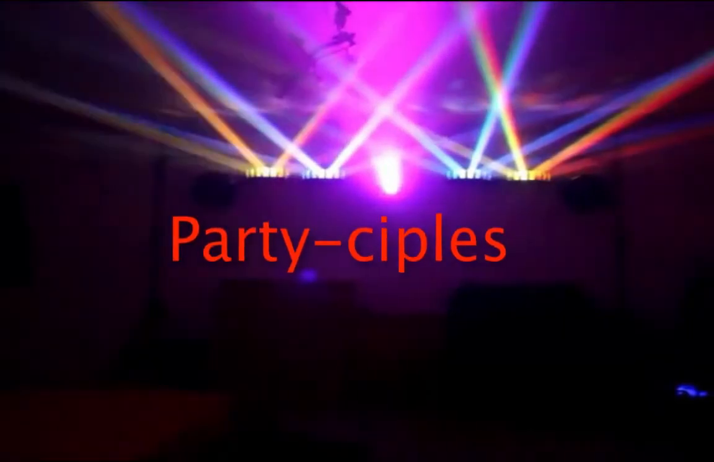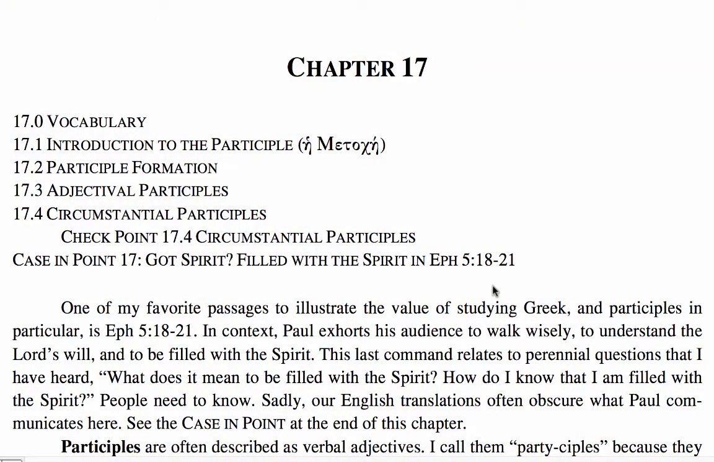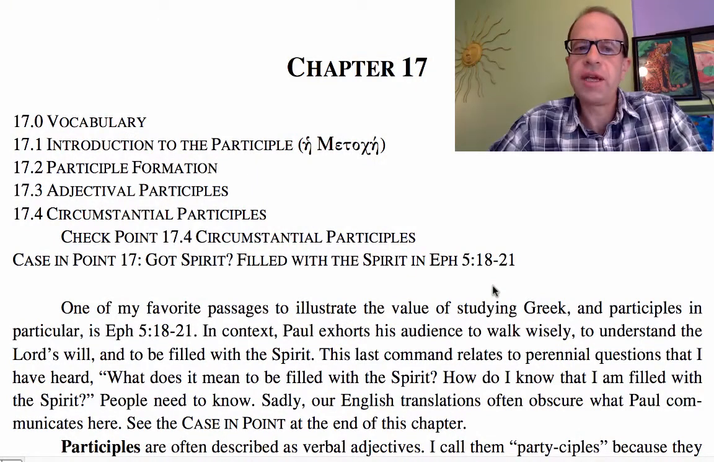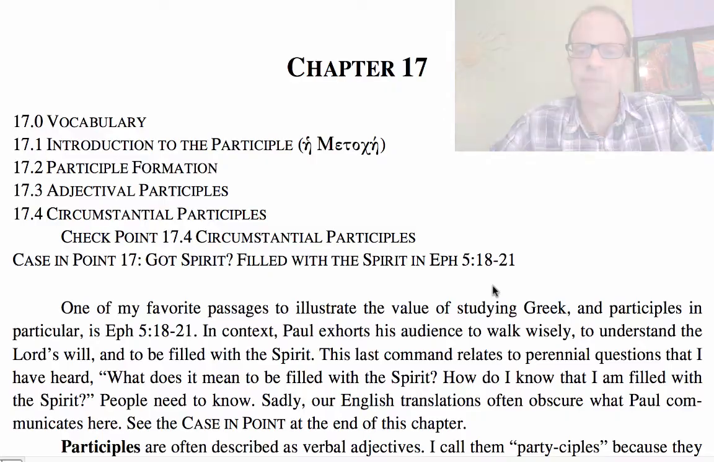Participles. Well, today we're going to be talking about participles. Chapter 17. We're going to look at the formation of the participles and particularly look at two functions, the adjectival and the circumstantial participle.